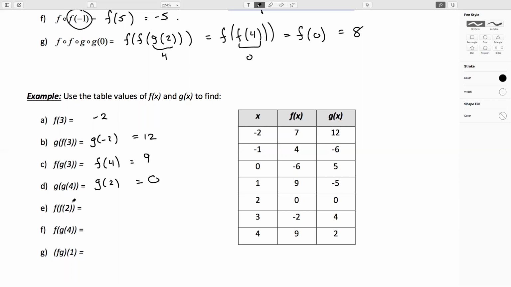F of 2. F of 2 is 0. So this is like f of 0. At 0, f is -6.